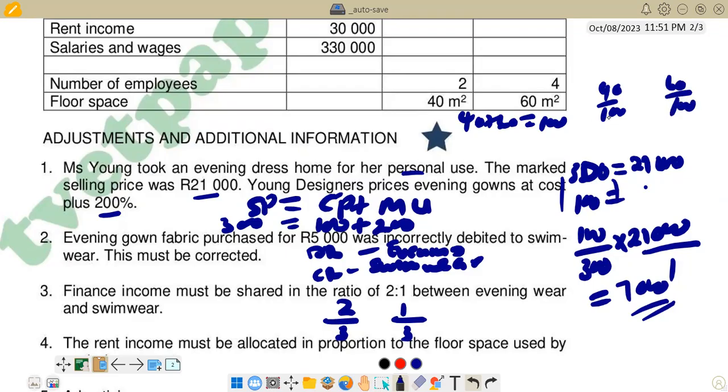So basically, this one you can quickly convert to decimal. 100 into 40, obviously you get 0.4. And this one also, you can easily put as a decimal. 100 into 60, you get 0.6. So we are going to use 0.4 and 0.6, and the amount is 30,000. It's given here, 30,000. So we are going to apportion that one. So let's go there and try to put those figures.